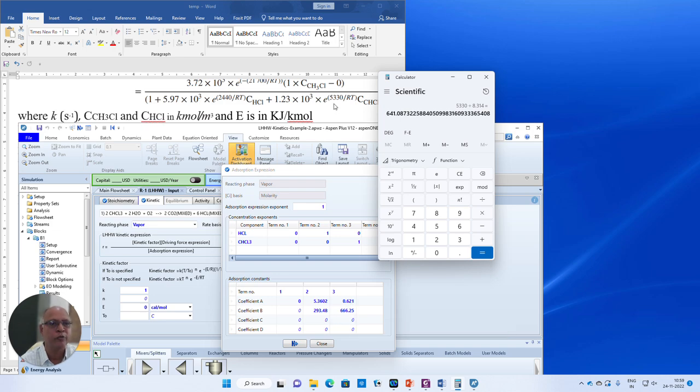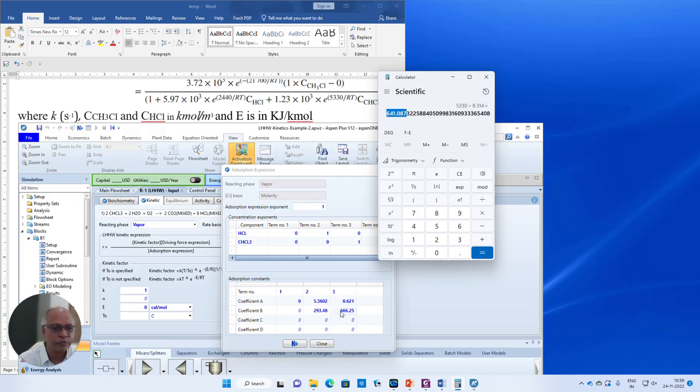I think I might have made some mistake. 5330 by R. Did I enter correctly? 5330 divided by 8.314 is 641. So I think I might have made some mistake. I'll enter this value.